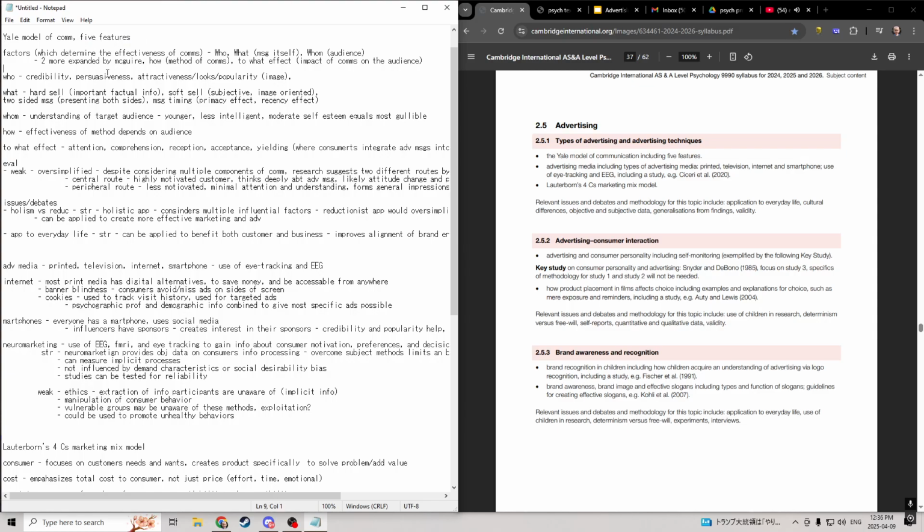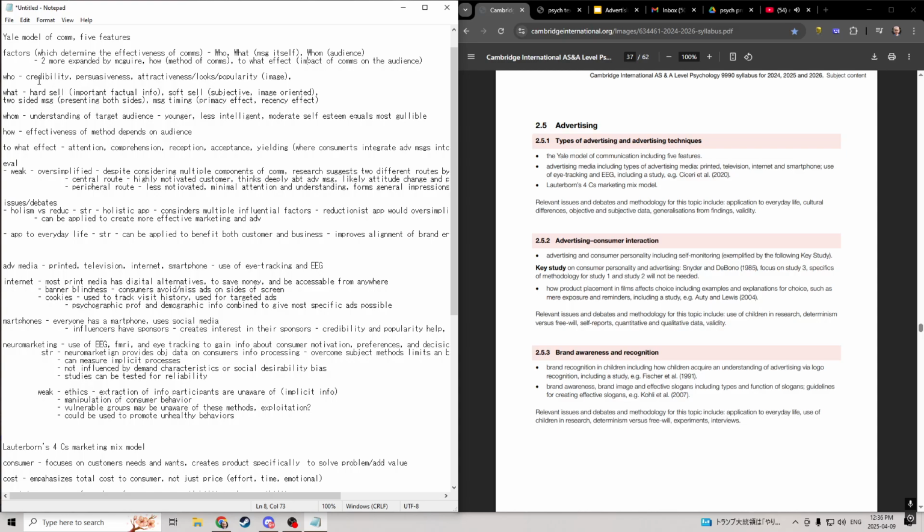It has 5 features or factors, which determine the effectiveness of communication. Who, which is who's sending the message. What, which is the message itself. Whom, which is the audience, and 2 more, which were added by a different guy: how, which is the method of communication, and to what effect, which is the impact of the communication on the audience. That one is weird, but we'll deal with it.